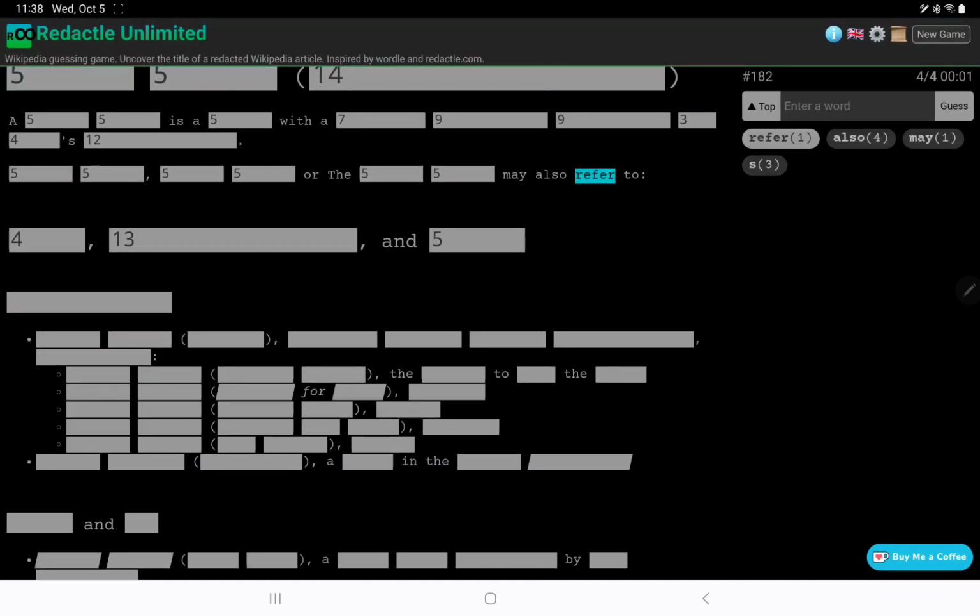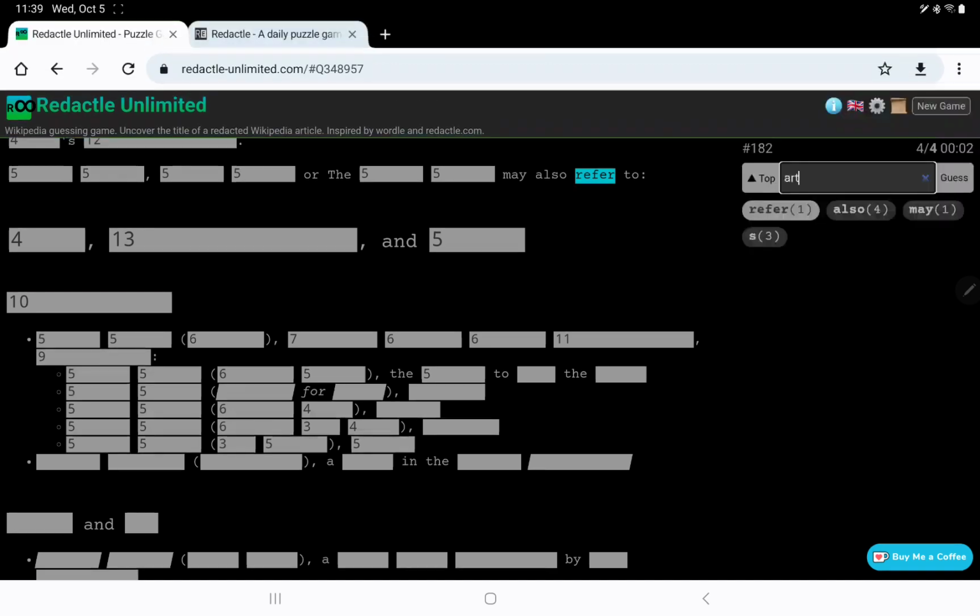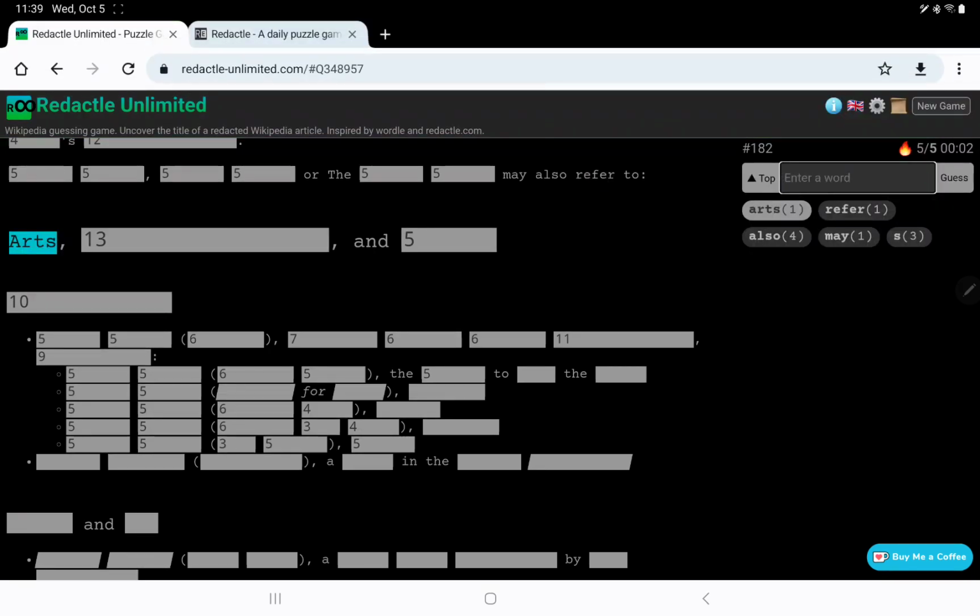And then I suppose this is another area, 4, 13, and 5. And we have 10, 10, and there's 5, 5 again with 6. And then 9. So here's a whole bunch of other 5, 5s. I am thinking scientific, but I'm just wondering if the 4 may be something like arts. So let's try. Oh, it is arts.